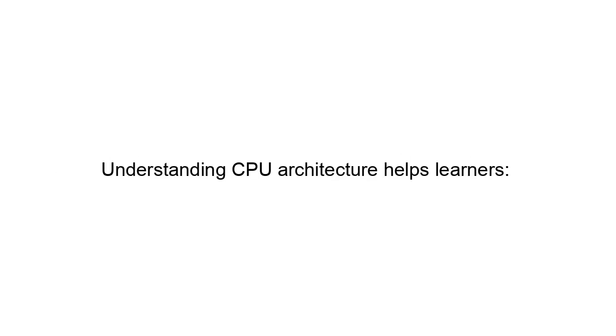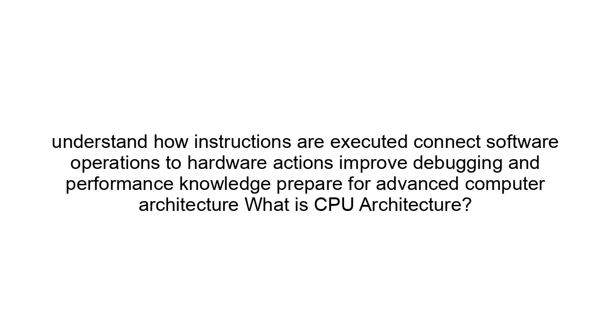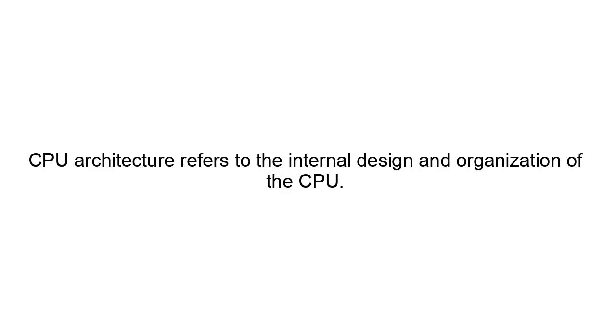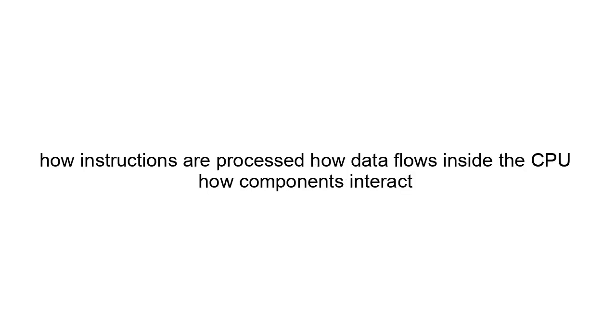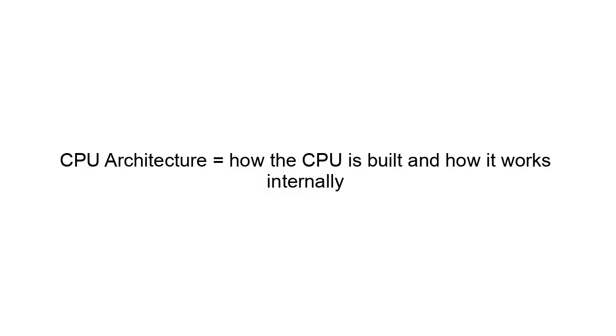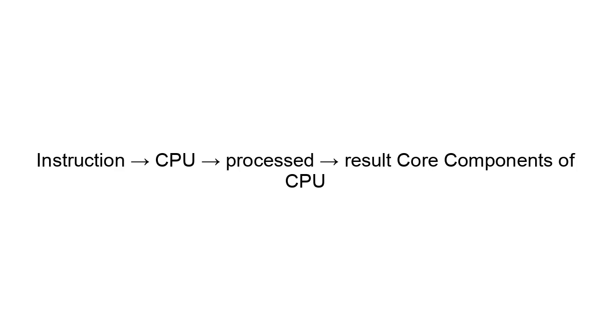Understanding CPU architecture helps learners understand how instructions are executed, connect software operations to hardware actions, improve debugging and performance knowledge, and prepare for advanced computer architecture. What is CPU architecture? CPU architecture refers to the internal design and organization of the CPU. It defines how instructions are processed, how data flows inside the CPU, and how components interact. In simple terms, CPU architecture is how the CPU is built and how it works internally. Example concept: instruction, CPU, processed, result.